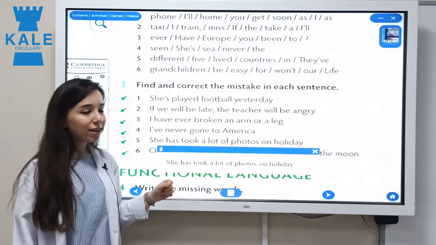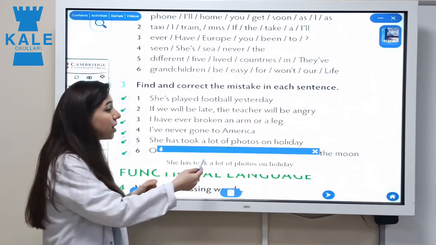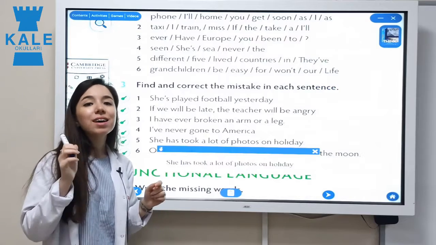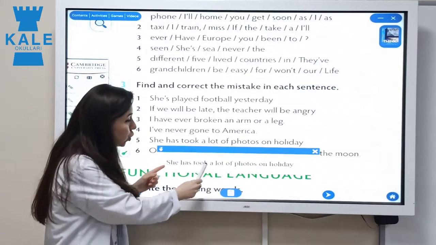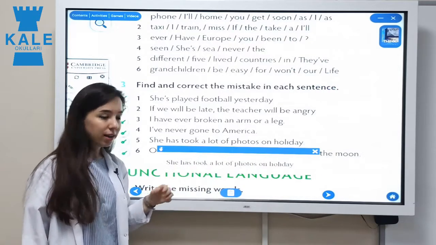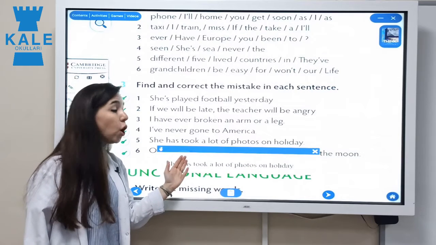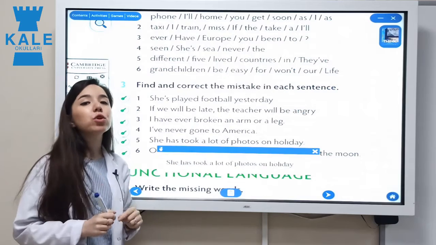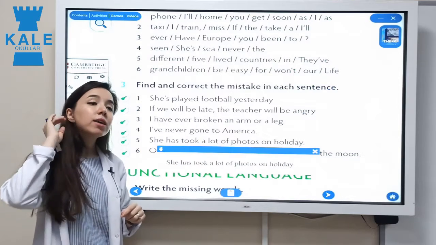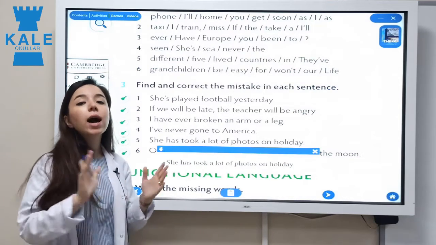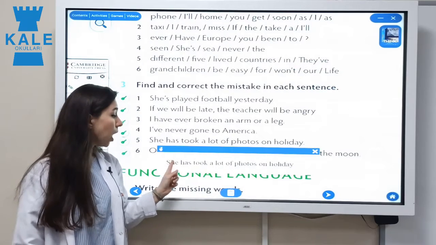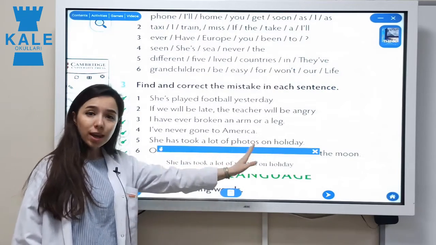Sometimes I told you that there is some mistake. On holiday, we can write here both of them. Here there are some points. She took a lot of photographs on holiday without has. Or we can say she has taken a lot of photographs on holiday. Why are both of them true? Because in one case you can say, okay, I went on holiday, it's finished, it's past simple. So I can say that she took a lot of photos.